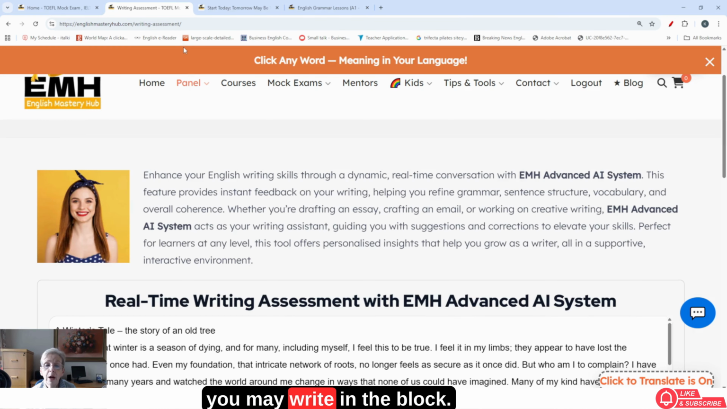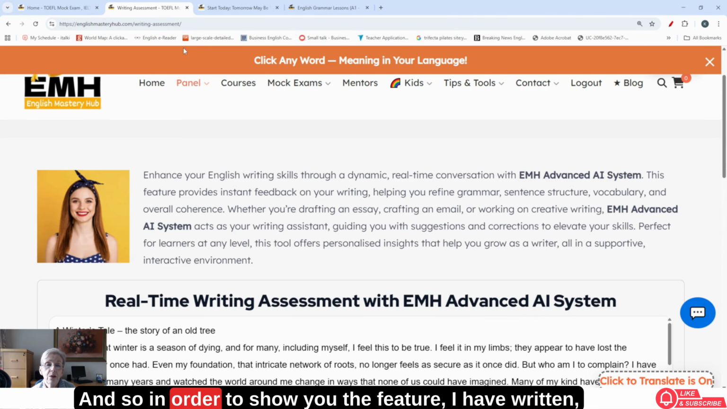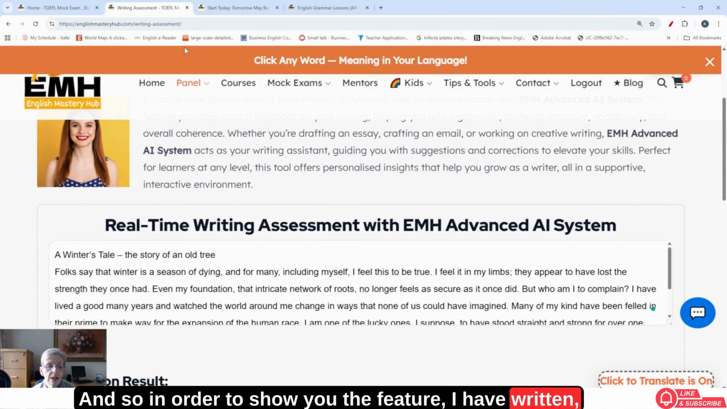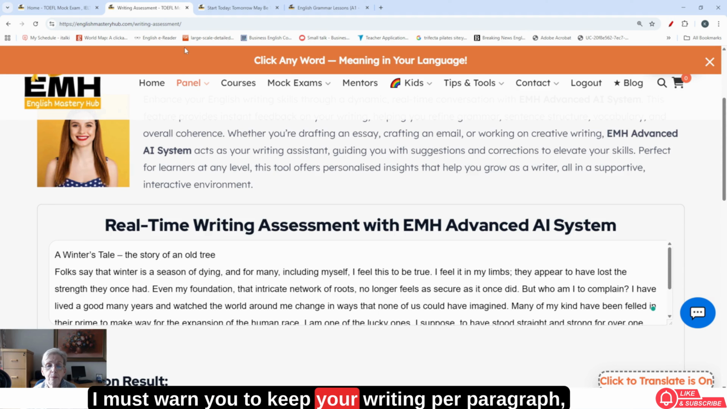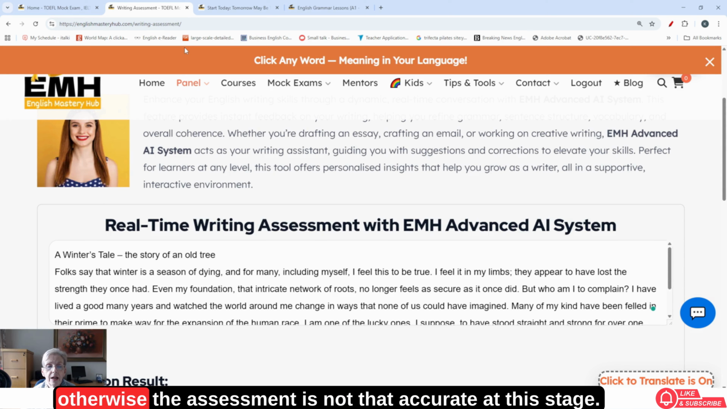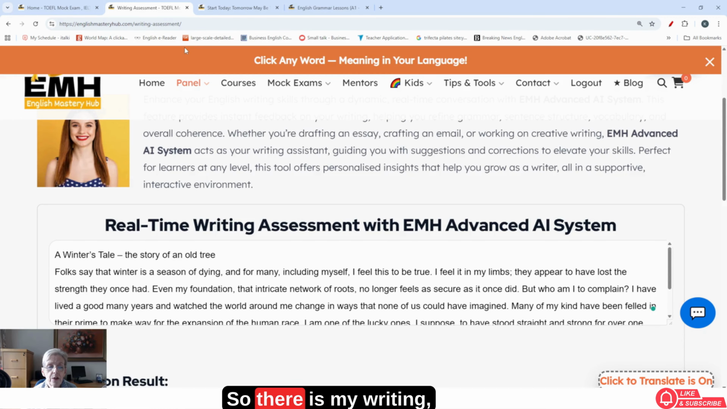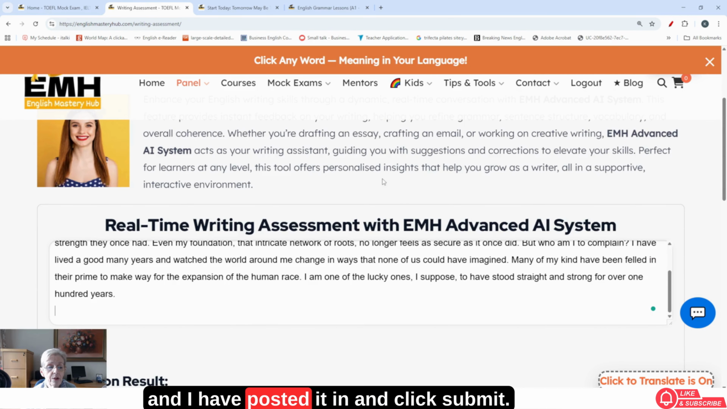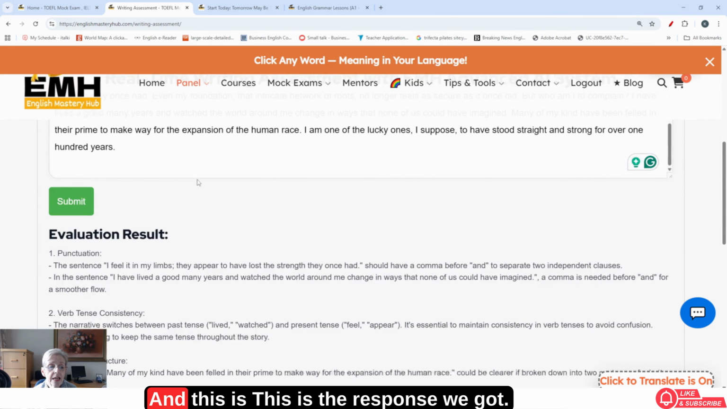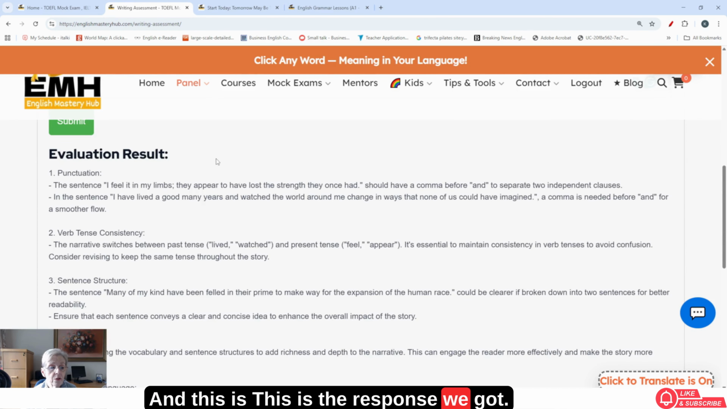And you may write in the block. In order to show you the feature, I have written a short paragraph from a story I wrote, A Winter's Tale, the story of an old tree. I must warn you to keep your writing per paragraph, otherwise the assessment is not that accurate at this stage. So there is my writing. I have posted it in and clicked submit, and this is the response we got.